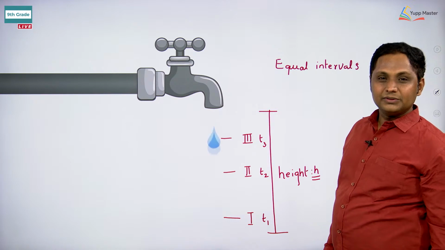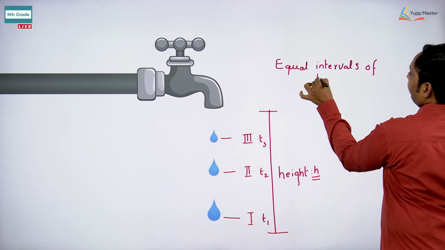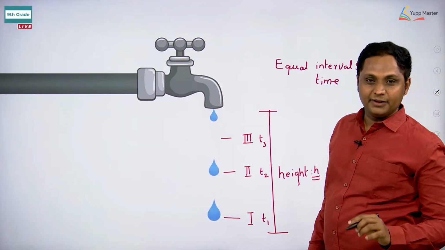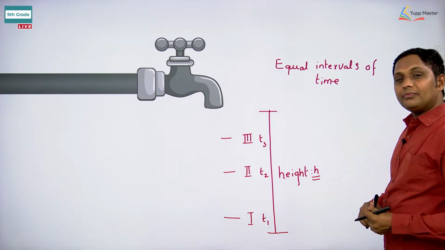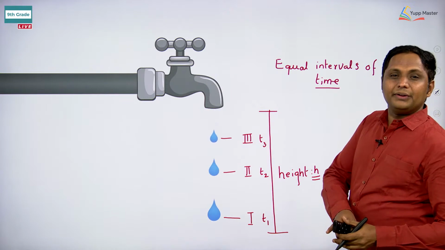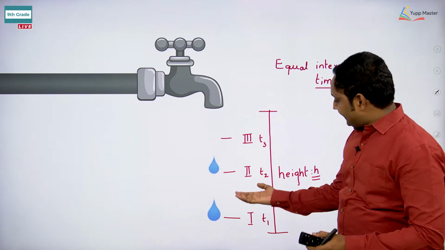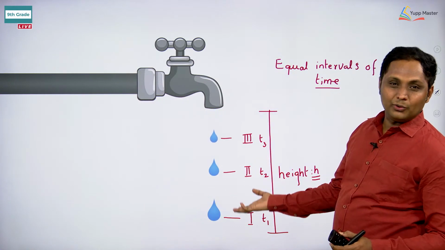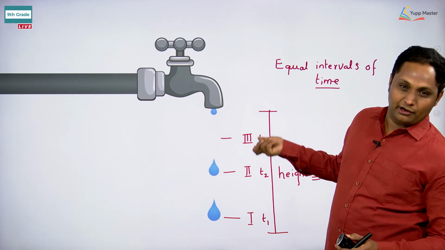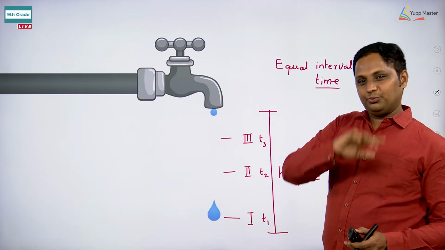If you are going to take equal intervals of time, we have to take this one. This is very clear. That is what I am telling you. To solve for the distance, all right, the distance above the ground, the presence of the second water drop above the ground, the presence of the first water drop above the ground, just you have to take this one.